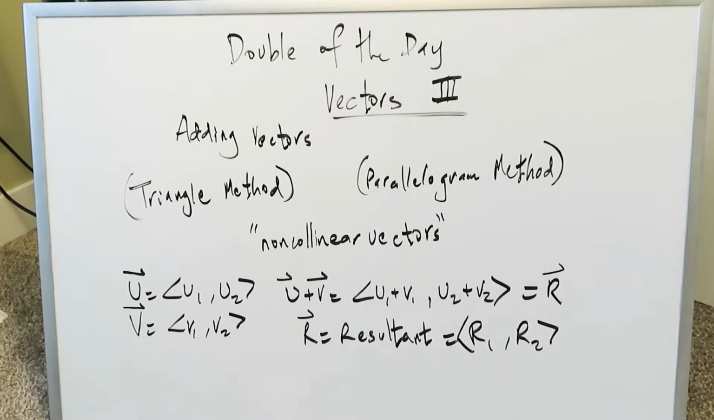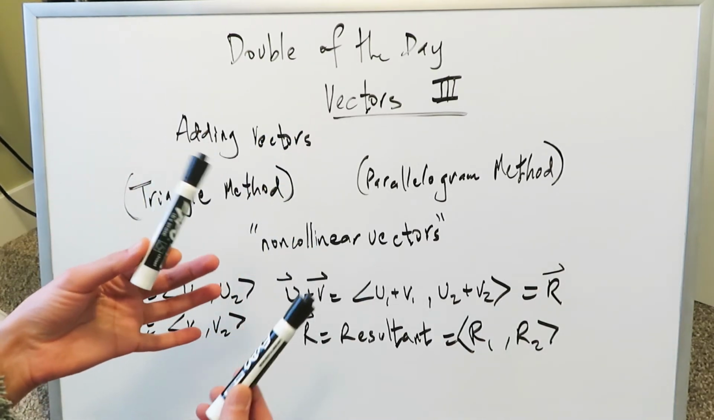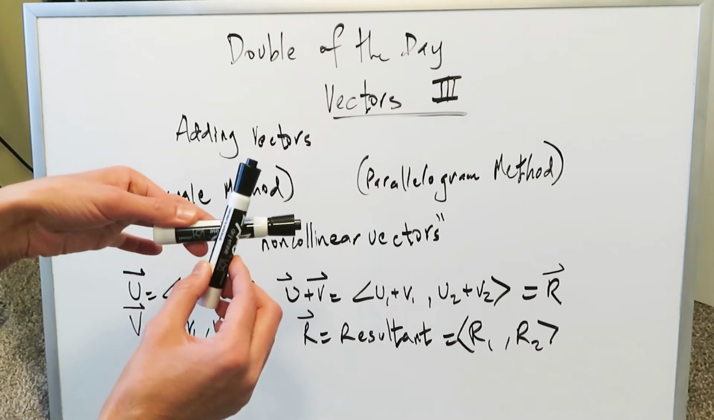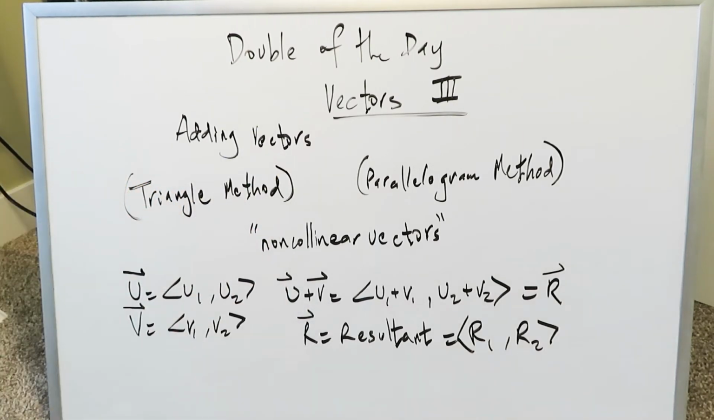Everything I'm showing you over here will apply to non-collinear vectors. Non-collinear or collinear has nothing to do with the size, it has to do with the direction. Non-collinear vectors are vectors which are in different angles with relation to each other. You cannot overlap them in any way. Think about these two markers as being vectors. A non-collinear vector would look something like this. They just don't fit on top of each other.